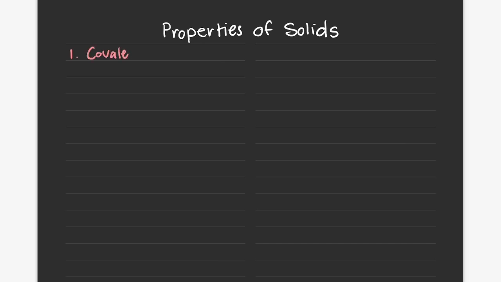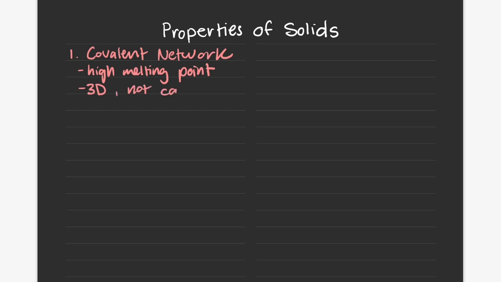Covalent network. So the important thing to remember here is that these structures are really, really strong, and they're characterized by really high melting points. Their structures are 3D and not conductive, with the exception of graphite. So some examples of covalent networks are graphite, diamond, and silicon dioxide. There's also quartz.